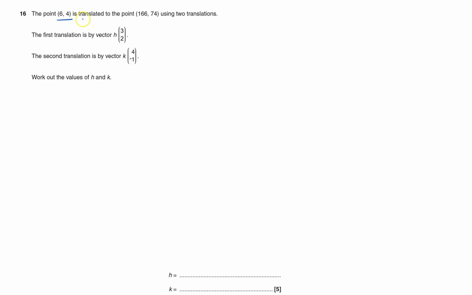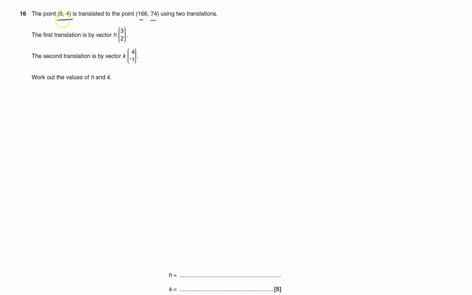Now, (6, 4) is translated to the point (176, 74) by using this. The first translation is by the vector h times (3, 2), and the second by the vector k times (4, -1). Got to work out the values of h and k. Well, obviously I've got two things to work out. It's going to be a simultaneous equation type question, but it's a bit strange.